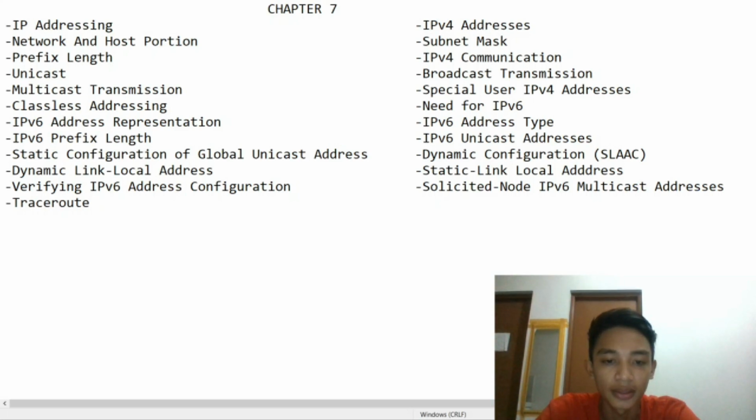IPv6 prefix length. Recall that the prefix or network portion of an IPv4 address can be identified by a dotted decimal subnet mask or prefix length slash notation. For example, an IPv4 address of 192.168.1.10 with a dotted decimal subnet mask of 255.255.255.0 is equivalent to 192.168.1.10/24.